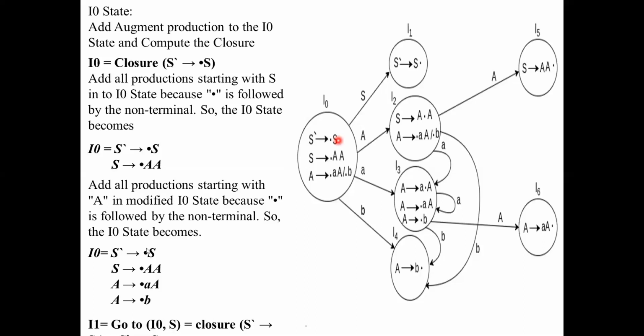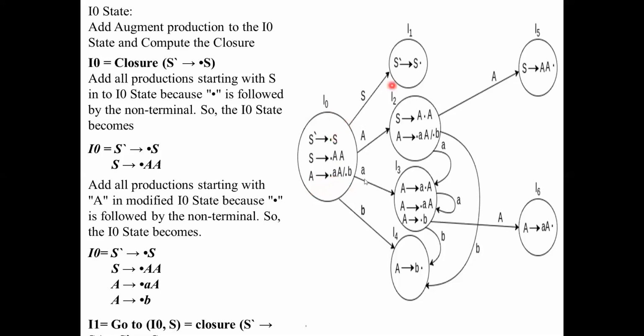So S dash tends to dot S, S tends to dot AA, A tends to dot small a, capital A, and the last production, A tends to dot B. This is I0. Now that is the goto part.